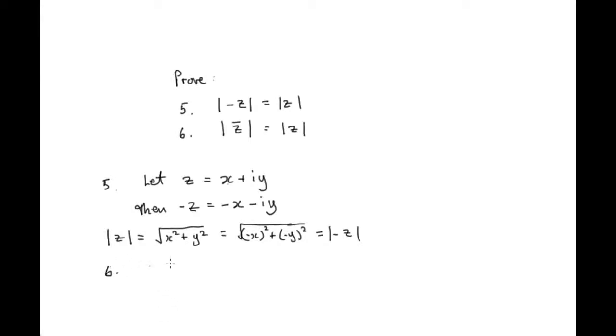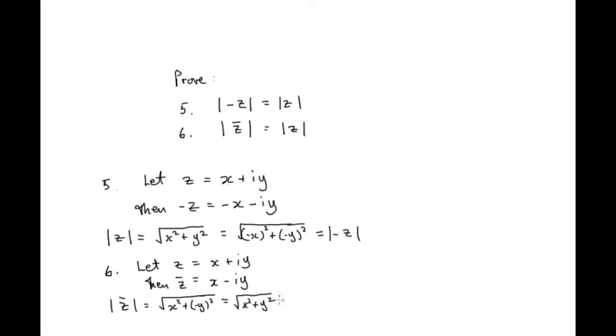And number 6, again, we'll let z equal x plus iy. Then we know that z bar is equal to x minus iy. And again, well, let's take z bar first. Square root of real part is x, imaginary part is negative y, and that of course is the same as x squared plus y squared, which is the modulus of z. So that's our proof.